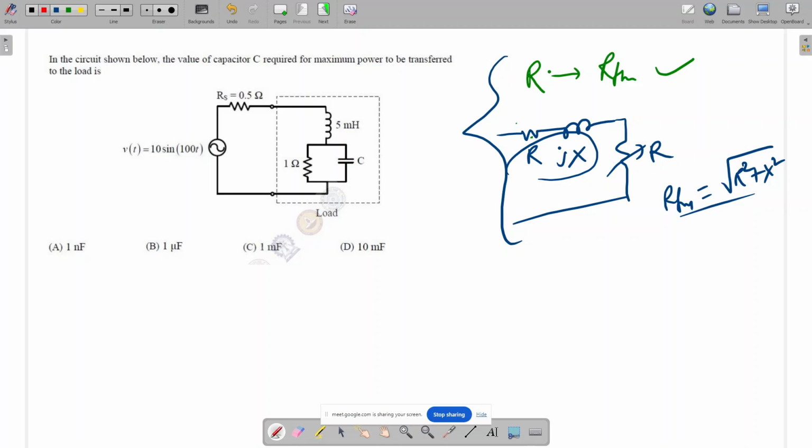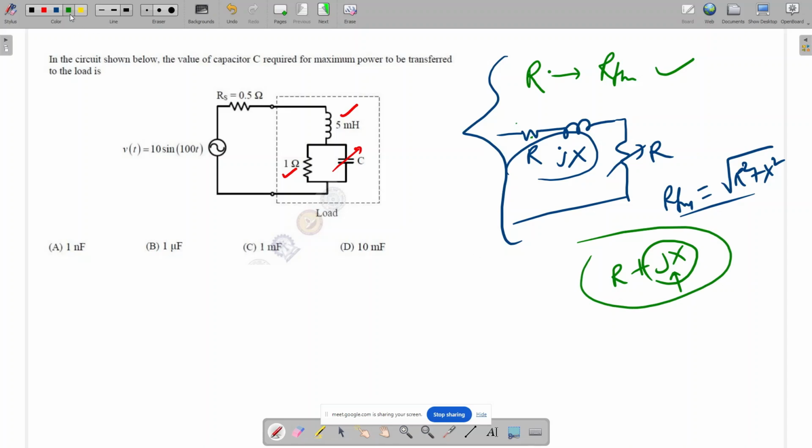But here is the third case, where the load itself is not variable. Here this resistance is given as constant and this inductor is given constant. What is the variable here? It is a capacitor. So one concept we have to apply in any type of question: if any load is R plus JX, then for maximum power transfer, this X part should be 0. If X is 0, maximum power transfer will happen.